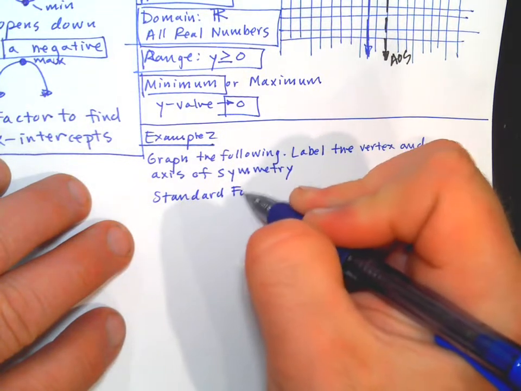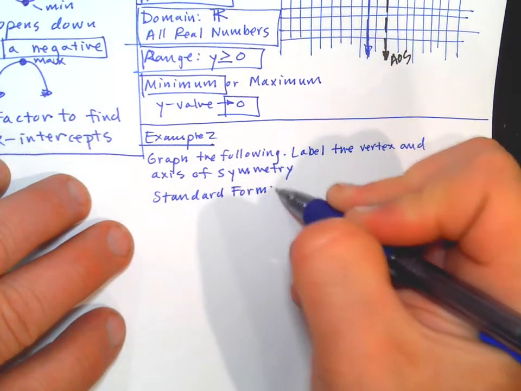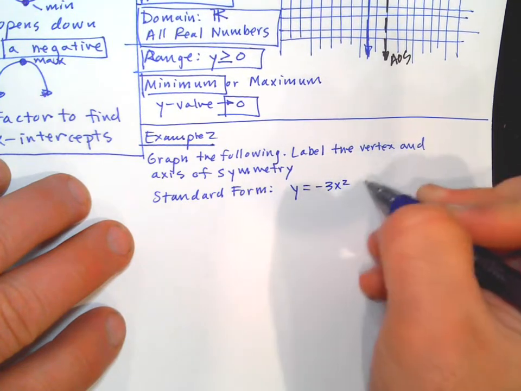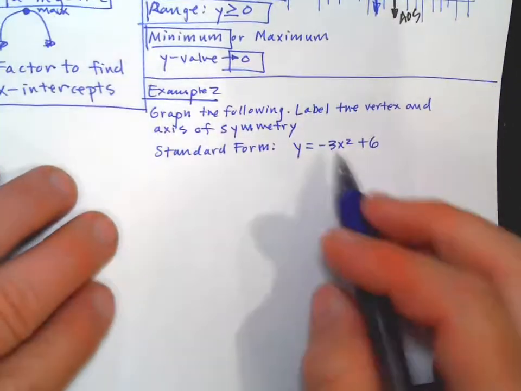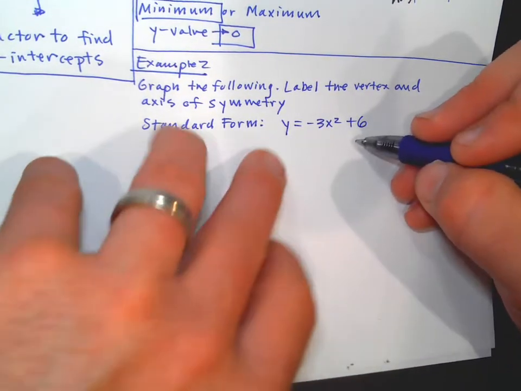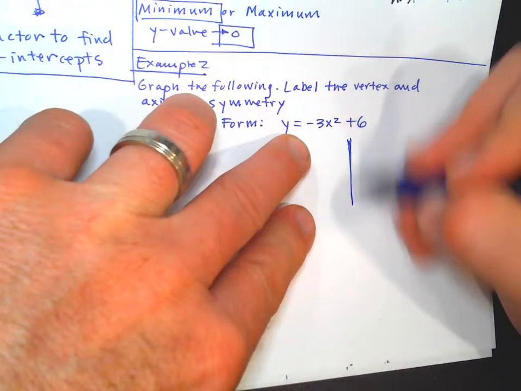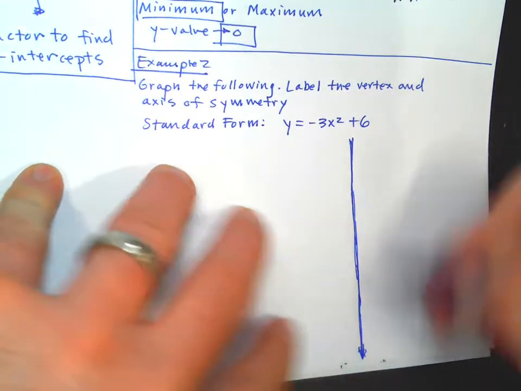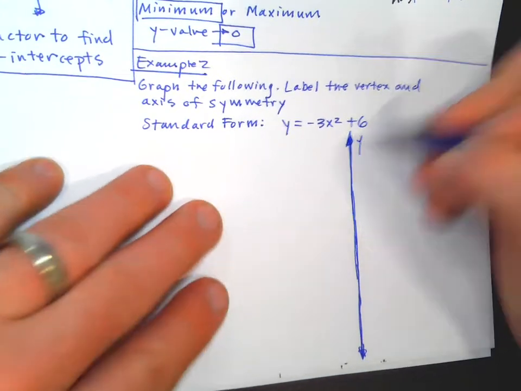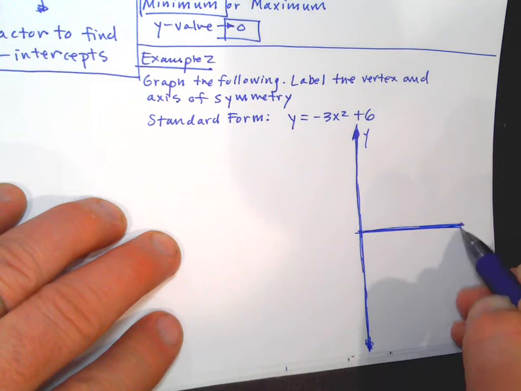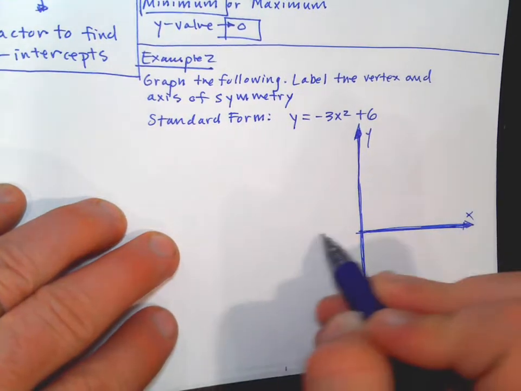The standard form is this time y equals negative 3x squared plus 6, which is a little weird because it only has 2 terms. But that's okay. And I'm going to draw my graph real quick. If you have graph paper, then this should be a lot quicker for you and look way nicer. But I'm just going to go and fake it. I don't have any graph paper at home right now.